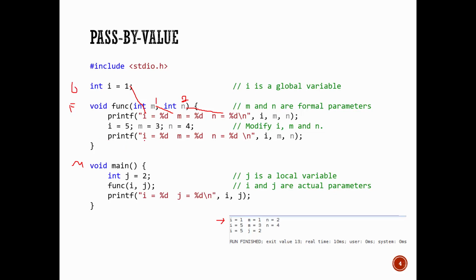I'll go ahead and do another print statement here. We'll print i, m, and n. And we can see here our i is updated to 5, and then our m and our n are updated to 3 and 4. So we print out those exact values we set in there. Now at that point, the function exits out.